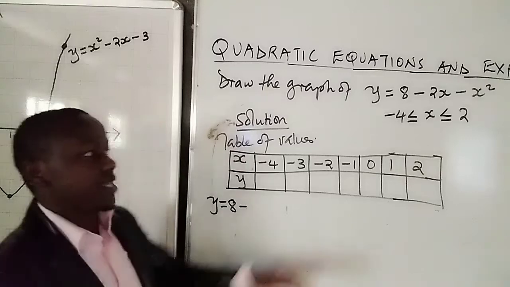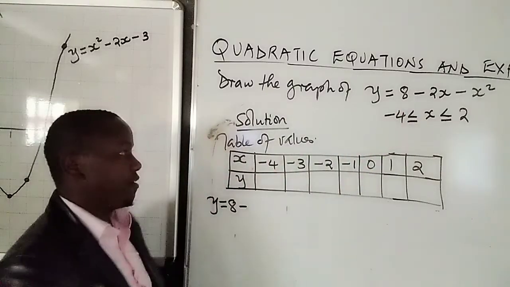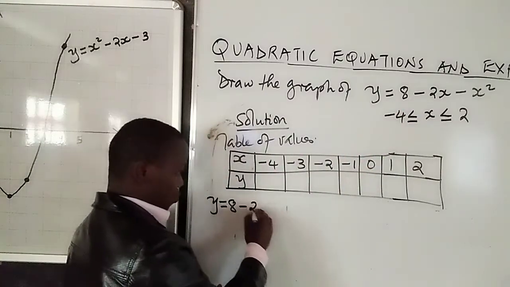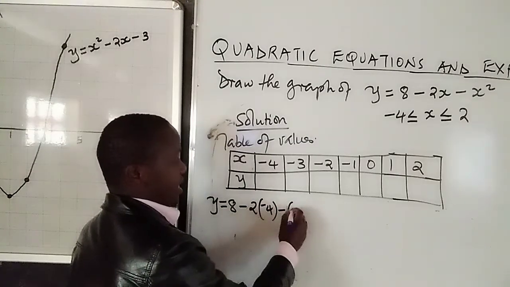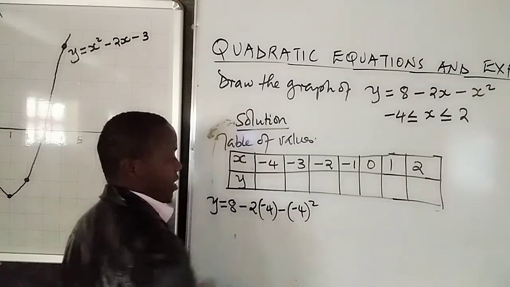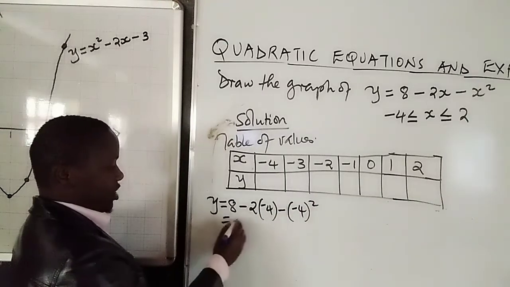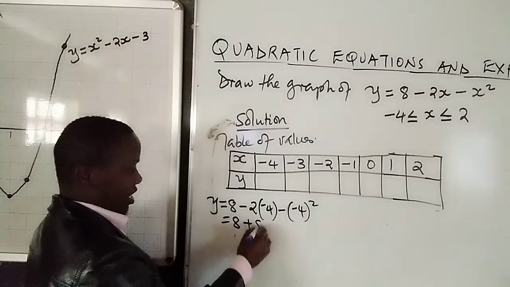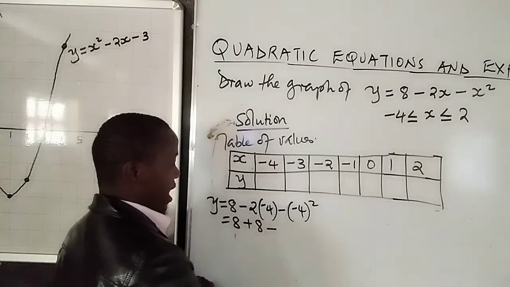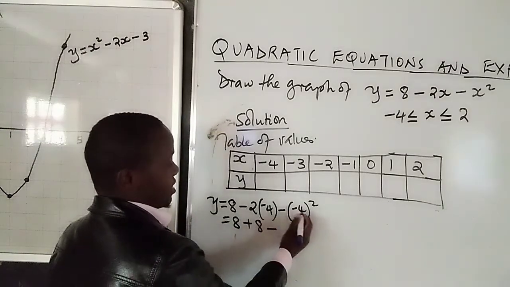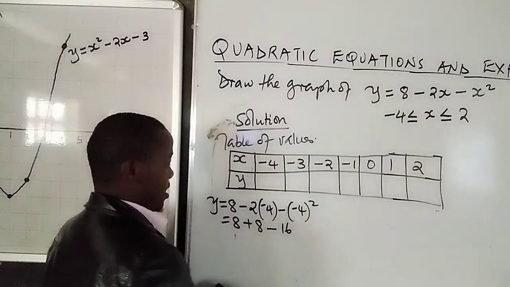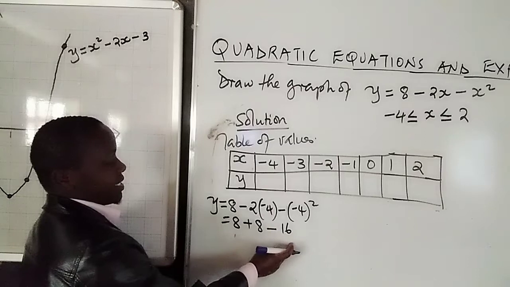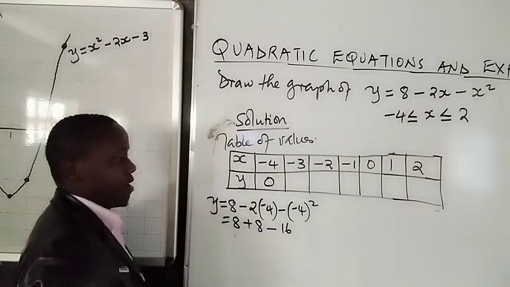8 minus 2x minus x squared. So we start substituting now when x is negative 4. So 8 minus 2 into negative 4 minus negative 4 squared. Therefore, this should be 8 plus 8 minus negative 4 squared. We get it as 16. Therefore, 16 minus 16, we get a 0 here.